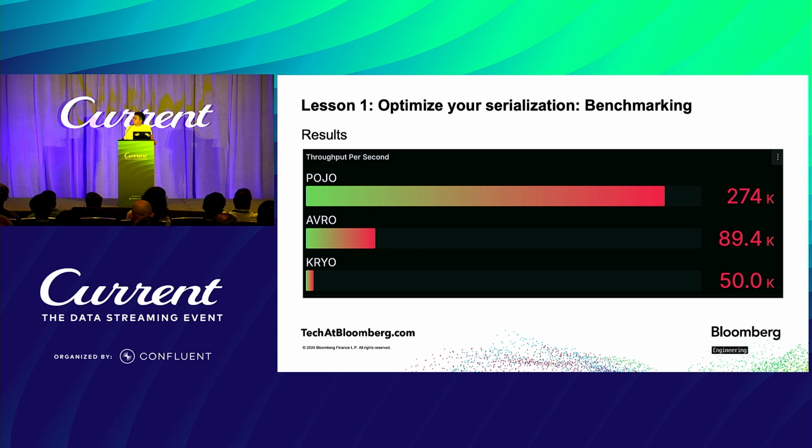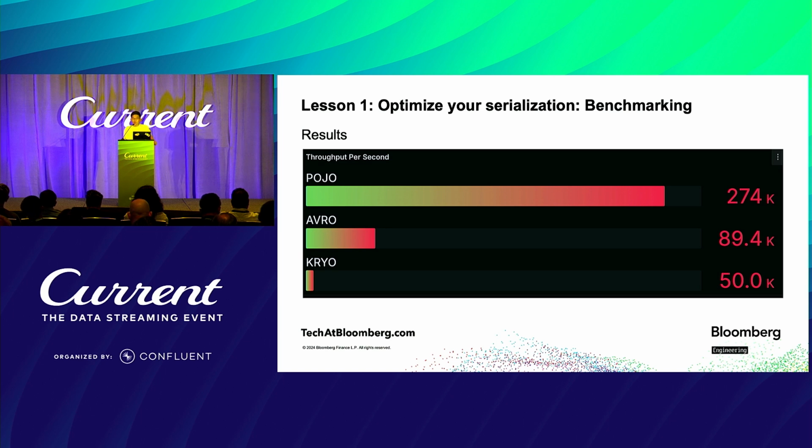And basically, when executing this benchmarking application with each different serialization method, here's the result we got. This graph shows the throughput when executing this benchmark application. What we can observe from here is POJO gives the best performance in this case. Avro is not as fast as POJO, but still gives better performance than Kryo, and Kryo gives the least performance in this example.